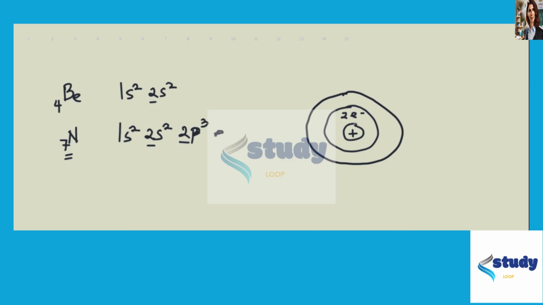If we look at nitrogen, it has 7 protons, so it has plus 7, and then plus 4 for beryllium because it has 4 protons. So compare the charge of nitrogen to beryllium. Plus 7 is greater than plus 4. So plus 7 will attract the electron in the second shell more than plus 4 attracts the electron in the second shell of beryllium.